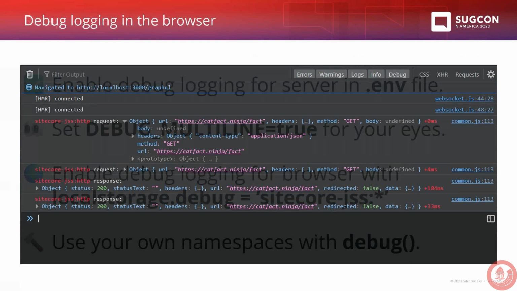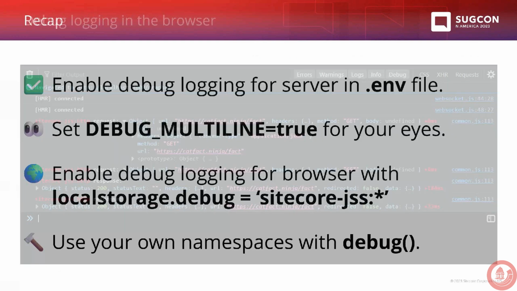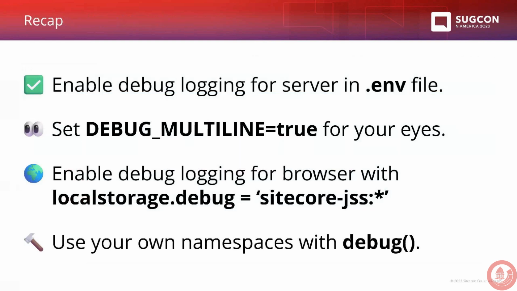So to recap, you can enable debug logging for the server console in your .env file. Make sure you always set debug multiline equals true for better readability. If you want to turn on debug logging in the browser, you just set that debug property on local storage in the browser console to whatever filter you want to see. And then you can actually make your own debug namespaces if you want.